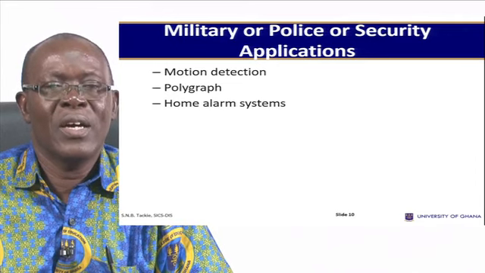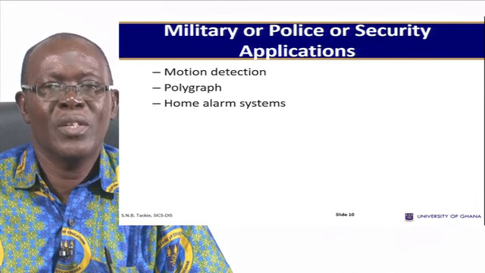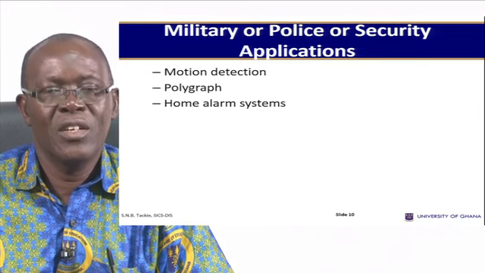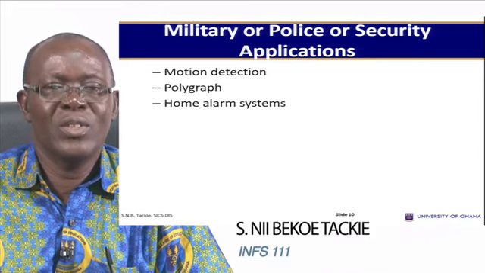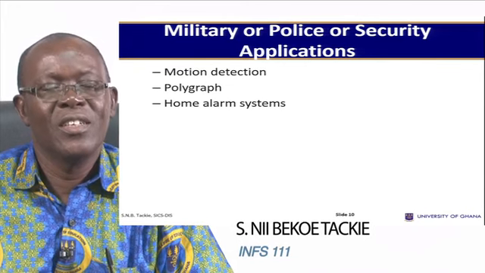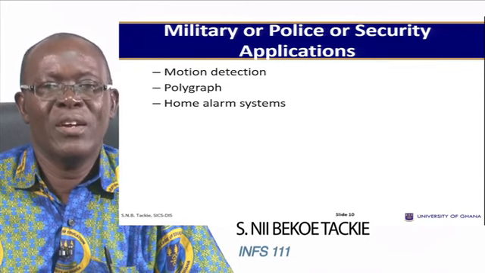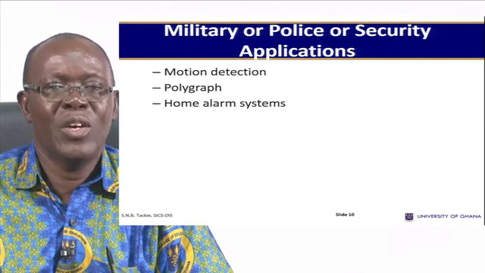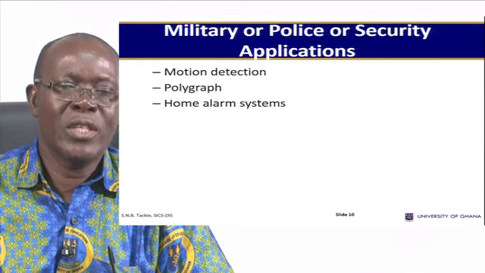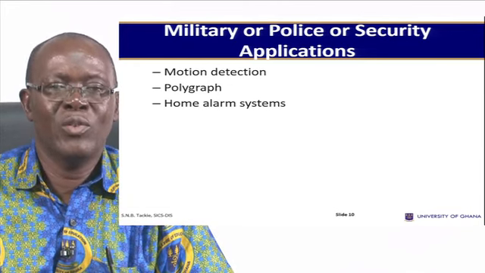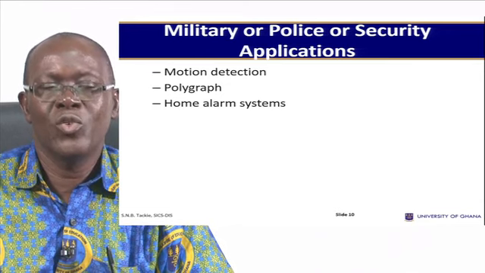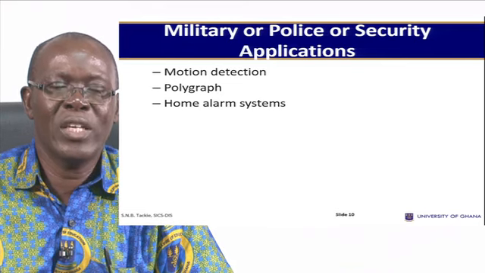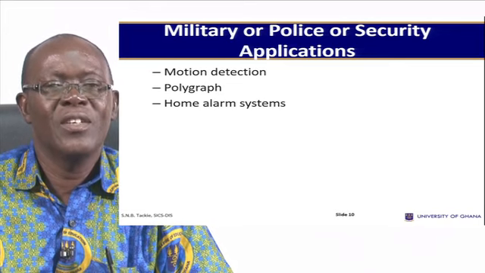Real-time monitoring systems are used in military, police, or security applications. So we have systems that detect motion. We have polygraph systems that are used to determine whether you are lying or not. And then we have home alarm systems, where currently I think MTN has been pioneering a system where you install the system in your house. You can leave your house without anybody in attendance and go to work, and your system will inform you if there's an intruder in your home, and then you can quickly call the police into action.